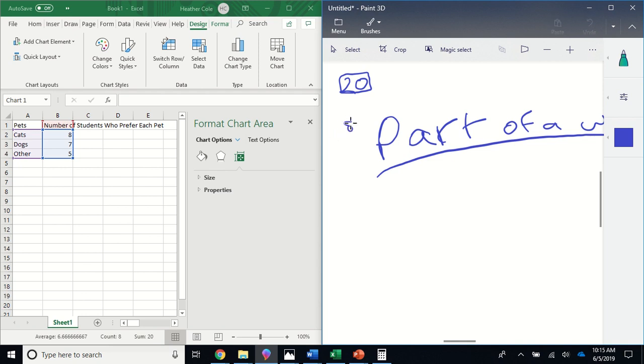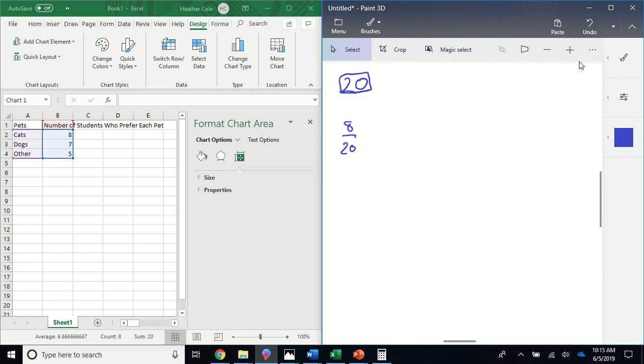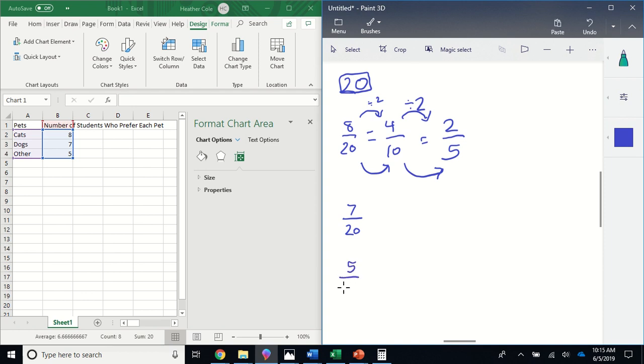So I know that 8 out of 20 can be simplified. Let's go ahead and get rid of this here. So 8 out of 20 can be simplified to 4/10, which can be simplified to 2/5 by dividing by 2 on the top and on the bottom both times. 7/20 cannot be simplified, and 5/20 can be simplified to 1/4 by dividing by 5 and dividing by 5.